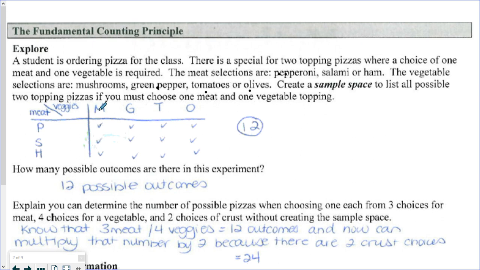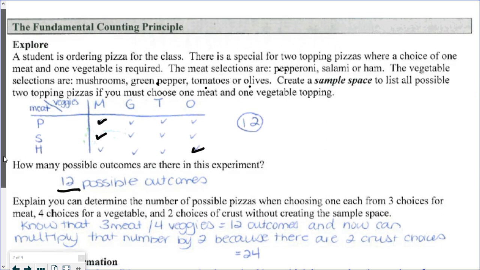What we can see is this check mark here represents a pizza that has pepperoni with mushrooms. This one is a pizza that has salami with mushrooms. This one here is a ham with olives. So what you could do is count up how many different outcomes there are in the situation. There are 12 possible outcomes in this situation.